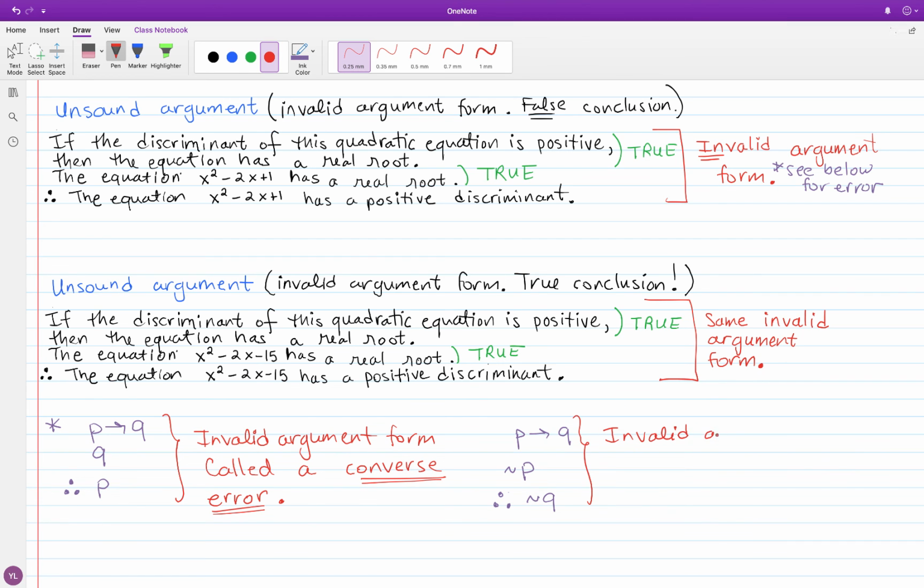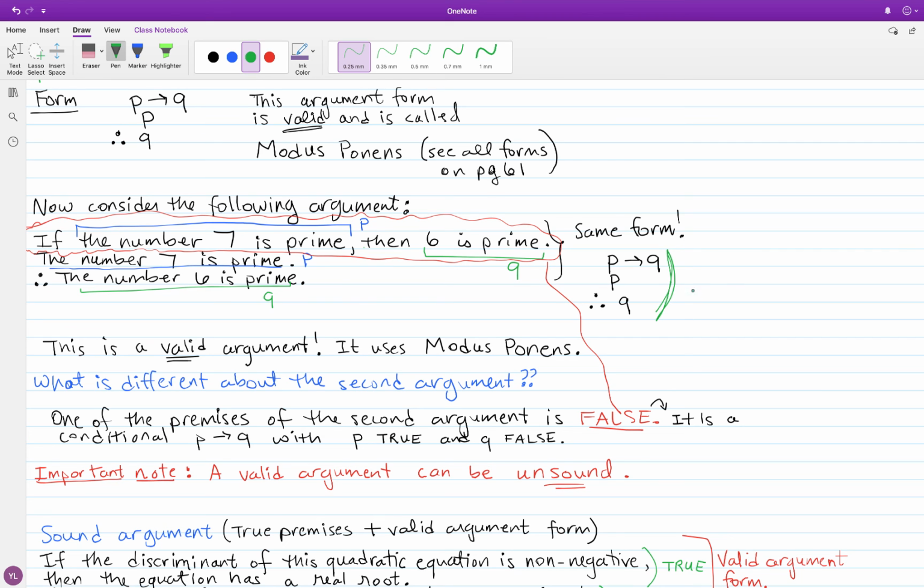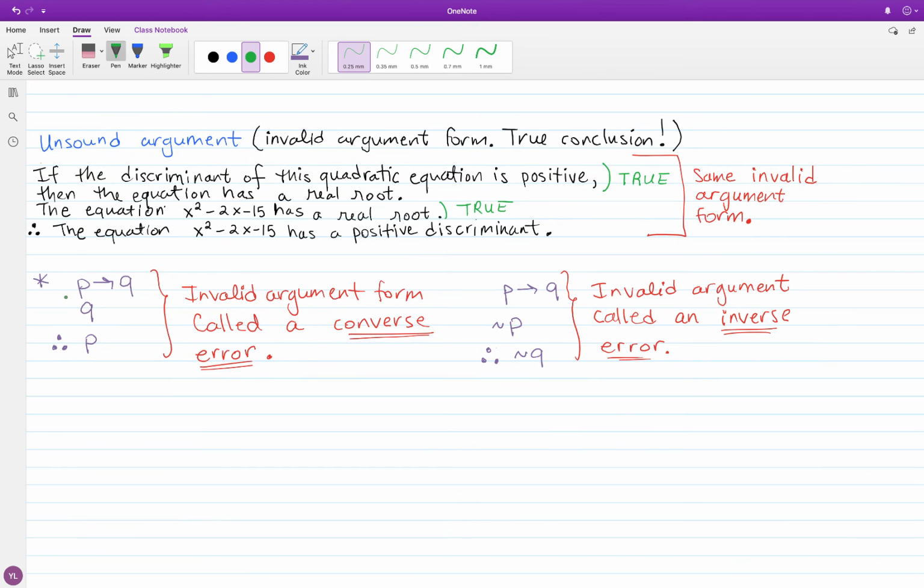There's another error to look out for. It's called an inverse error. So if you have a premise P implies Q and you have a premise not P, you cannot conclude not Q from it. Let's start talking about what it means to be a valid argument now. So a valid argument is going to mean that when you put together true premises, you're guaranteed to get a true conclusion. So if I construct a truth table and just inspect the truth values of the premises and the conclusion, I can inspect whether an argument form is valid or not.